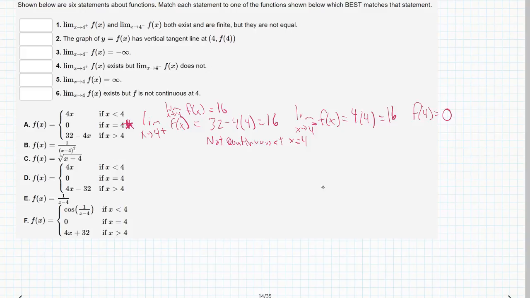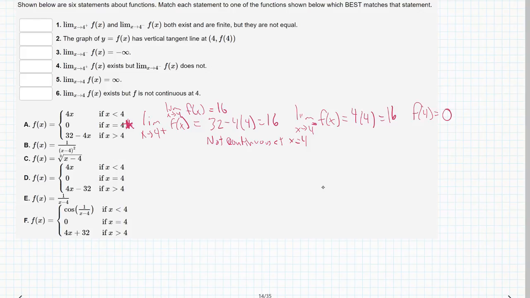So this one, let's look at all of them. Limit as x approaches 4 from the right of f of x, and limit as x approaches 4 from the left of f of x both exist and are finite, but they are not equal. Well, they are equal, so that doesn't work. The graph of y equals f of x has a vertical tangent. Nope, that's not the case.